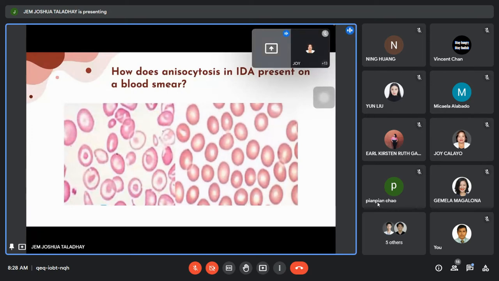RBC. In this picture, on the left are the normal red blood cells we can see in a peripheral blood smear, and on the right are the anisocytotic and microcytic RBCs. We could see that due to the severe hypochromicity of the RBCs, the body's compensation is to produce a smaller RBC by having an extra cell division. And we could see on the slide that some of the RBCs are already smaller than a normal RBC.